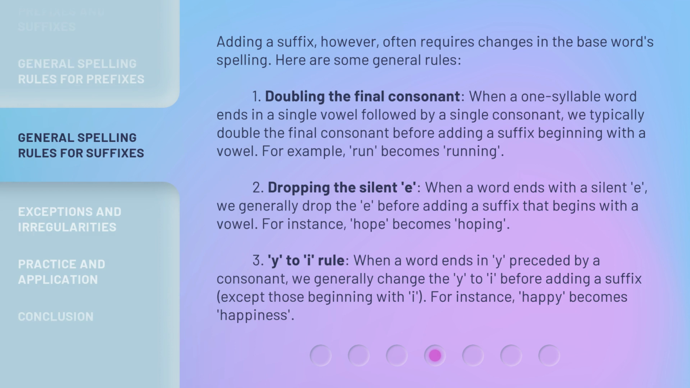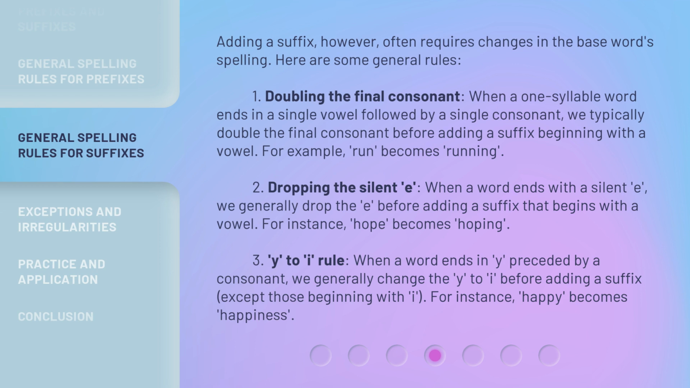Adding a suffix, however, often requires changes in the base word's spelling. Here are some general rules. 1. Doubling the final consonant. When a one-syllable word ends in a single vowel followed by a single consonant, we typically double the final consonant before adding a suffix beginning with a vowel. For example, run becomes running.